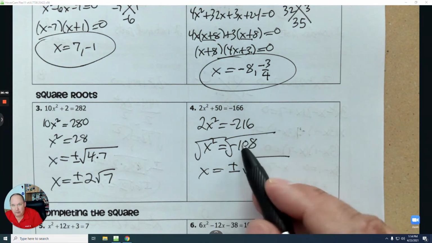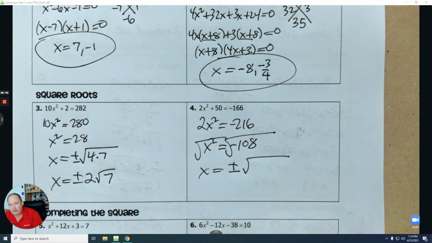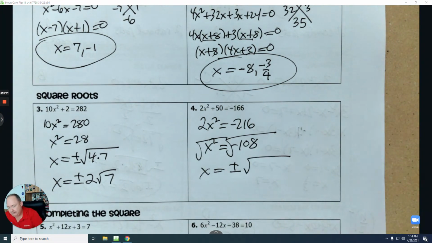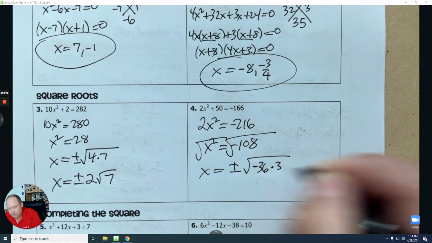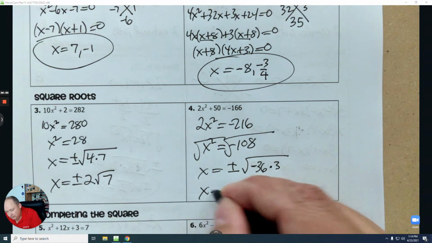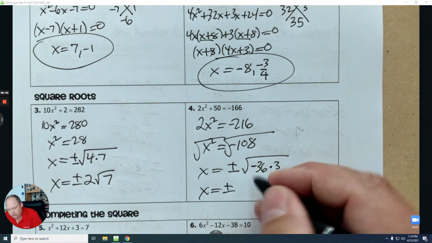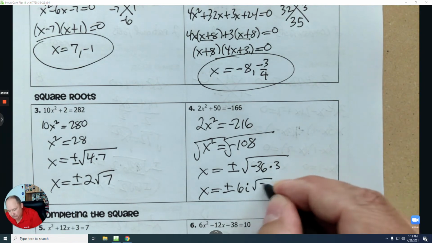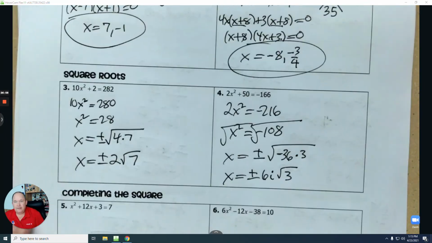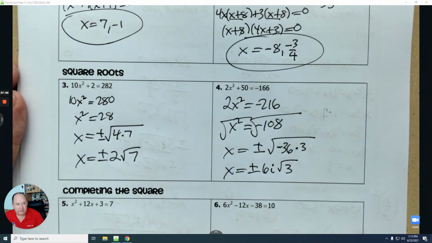So 108 is not a perfect square. The perfect square that goes into it evenly is 36. So I'm going to write negative 36 times 3. The square root of negative 36 is 6i. And then what's left over is root 3. So that's square roots as a method.